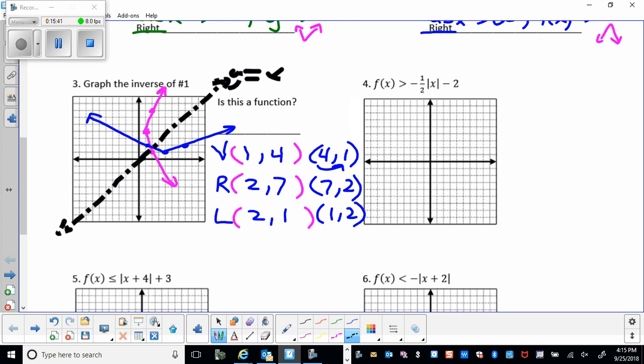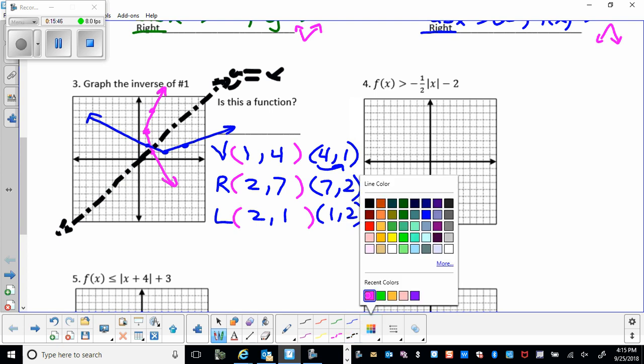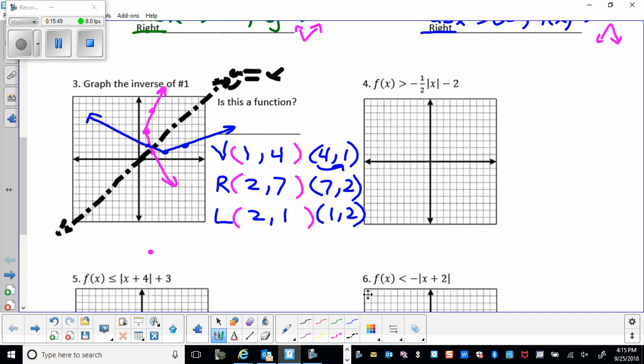So is this pink function, going back to the pink function, is the inverse a function? Okay, so let's try to get this regular. Is the inverse a function? No. Because the inverse, these x's repeat. At the point 2, you have 2 points coming out of 2 y's for that x value. So it's not a function.